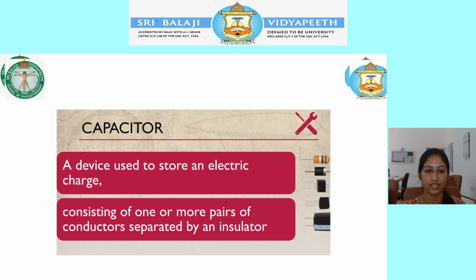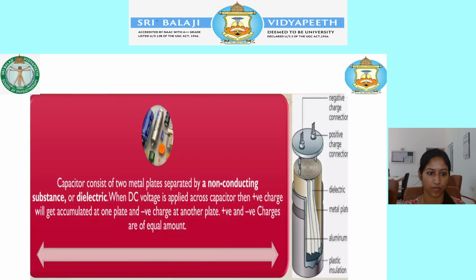Capacitor. It is a device used to store an electric charge, consisting of one or more pairs of conductors separated by an insulator. A capacitor is otherwise called a condenser. It consists of two metal plates separated by a non-conducting substance or dielectric. When direct voltage is applied across the capacitor, the positive charge accumulates at one plate and the negative charge accumulates at the other plate. Both positive and negative charges are of equal amount.